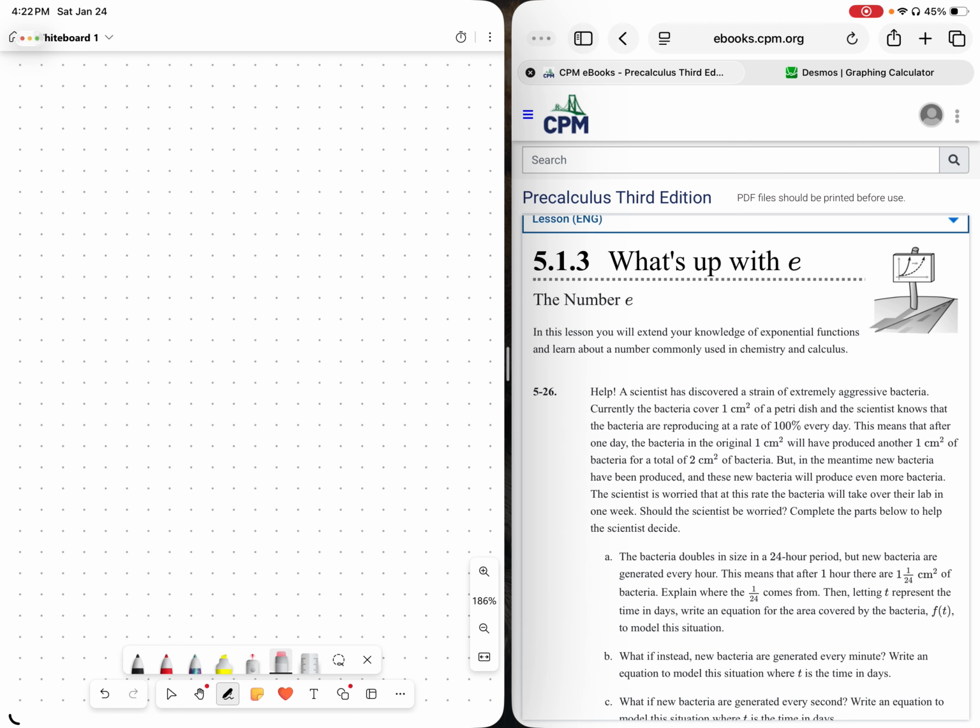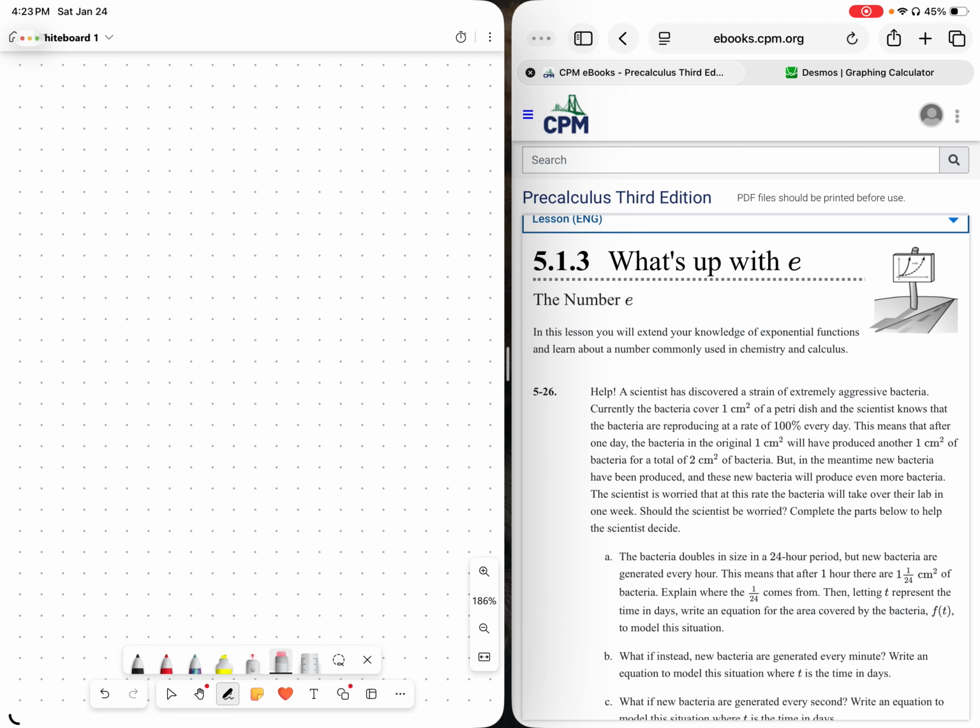Number 26. A scientist has discovered a strand of extremely aggressive bacteria. The bacteria currently cover 1 centimeter squared of the petri dish, and they know it's reproducing at 100% every day, meaning it doubles every day, right? So it goes from 1 centimeter squared to 2 centimeters squared. But in the meantime, new bacteria have been produced, so those new bacteria will continue to reproduce, right? And so they wonder, should they be worried that this is going to take over their lab?